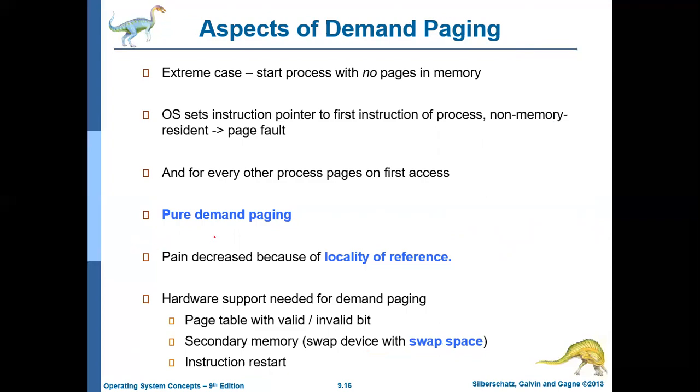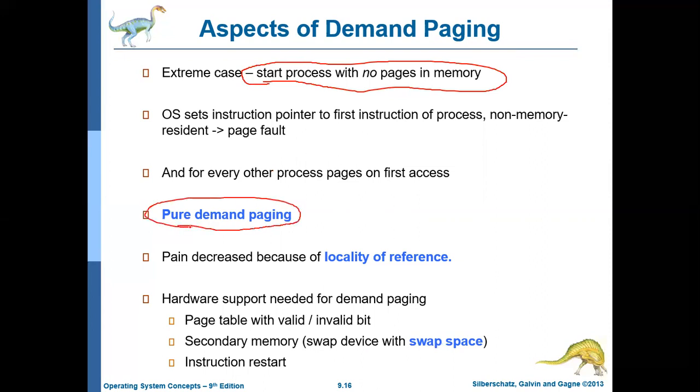Pure demand paging means this: in the extreme case, start the process with no pages in memory, and each page initially creates a page fault, and then you load the pages one by one. That concept is called pure demand paging.